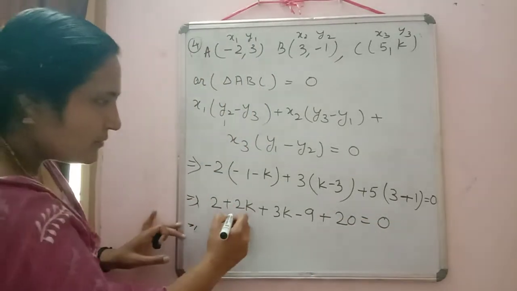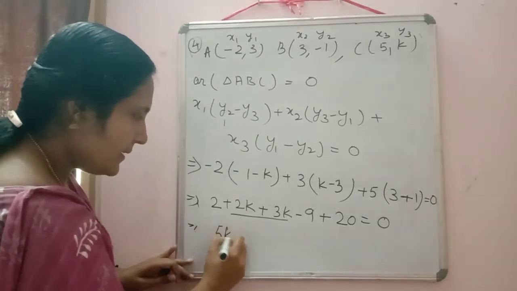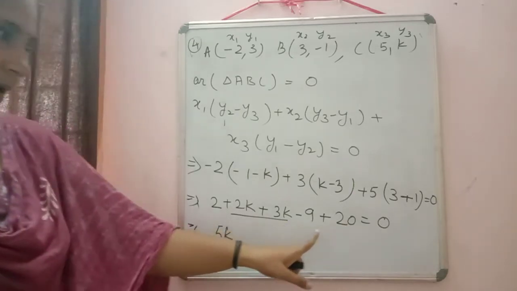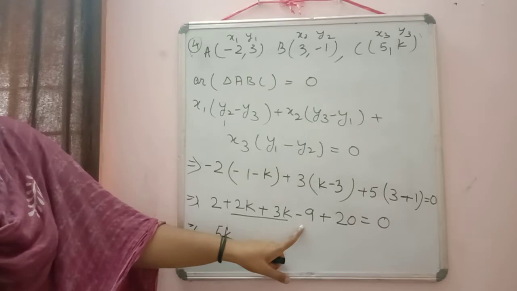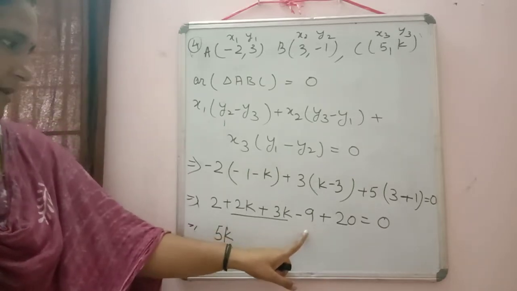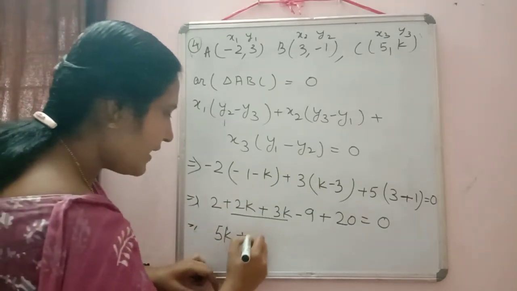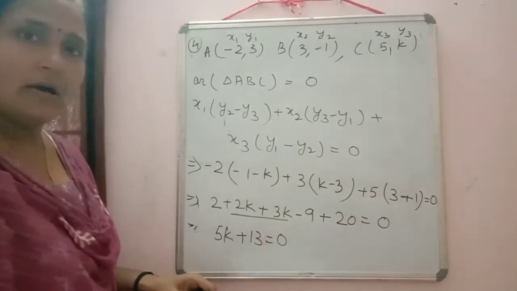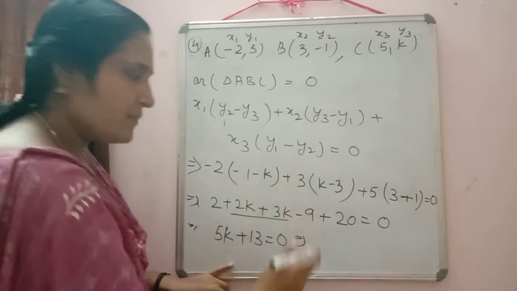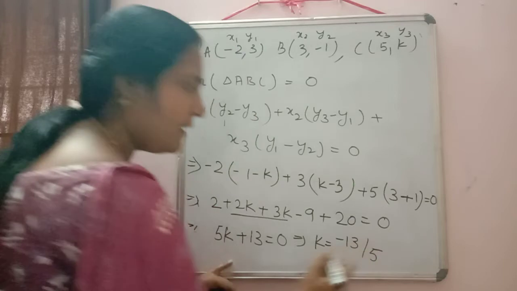Now 2k plus 3k will be equal to 5k. And then here 20 minus 9 is 11. And 11 plus 2 will be equal to 13. So we are getting 5k plus 13 is equal to 0. Or from here 5k will be equal to minus 13. Then k will be equal to minus 13 divided by 5.